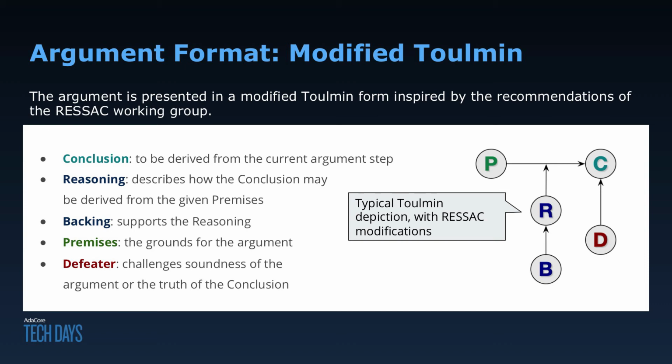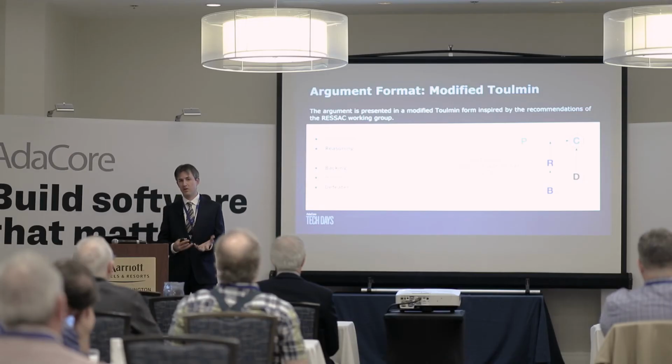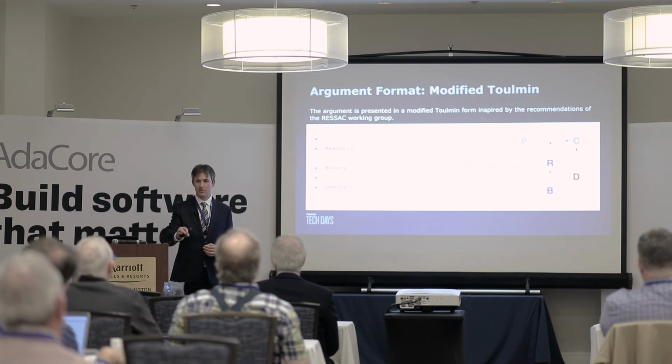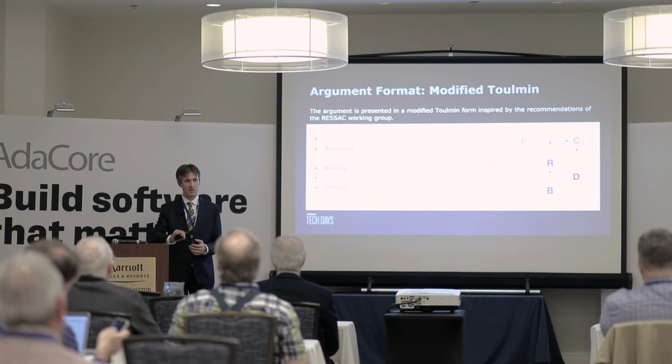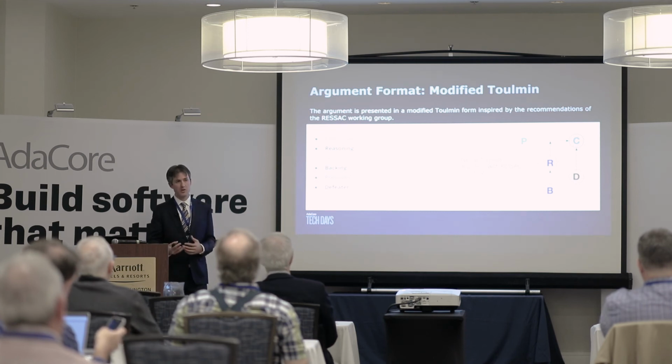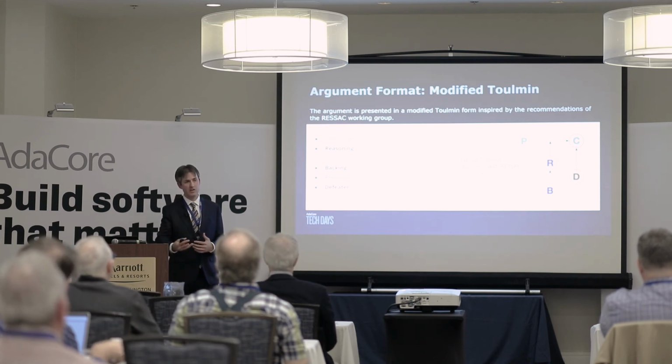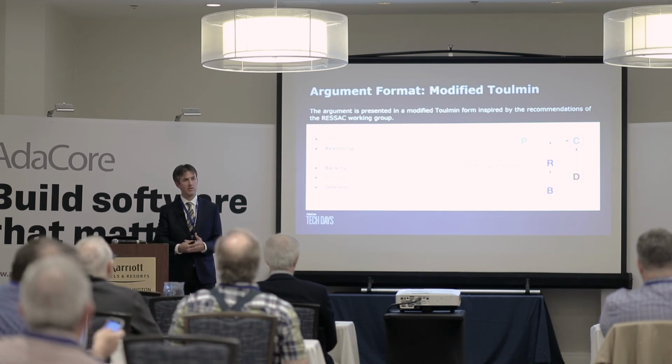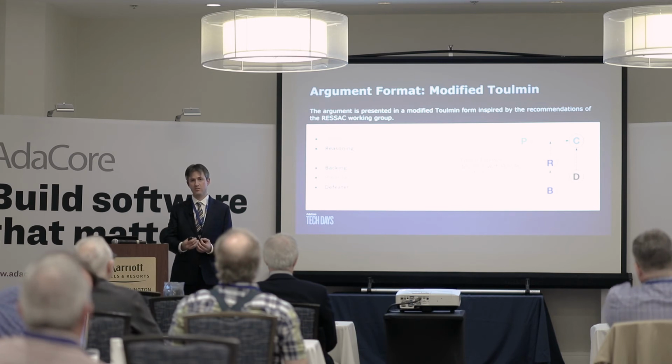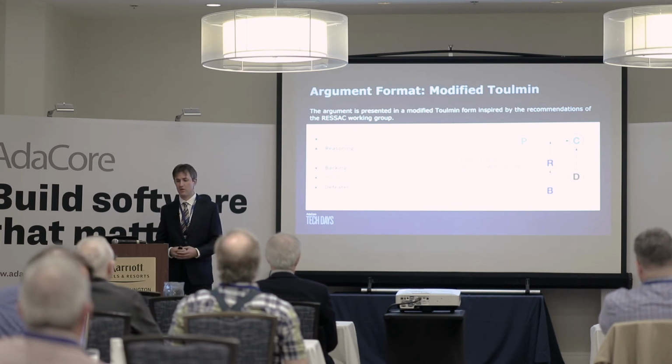We can also introduce defeaters, and what defeaters do is they give us a means to capture specific challenges that have been made to either the soundness of the argument or the truth of the conclusion. So you can imagine that during an audit, if an auditor says, I'm not sure I believe this part of the argument because, we can write that down as a defeater, and then we can introduce a counter argument to explain why that defeater is actually not a problem for the argument at that point. So we've recorded both the challenge to the argument and the solution to the challenge, and that's now available for subsequent audits.